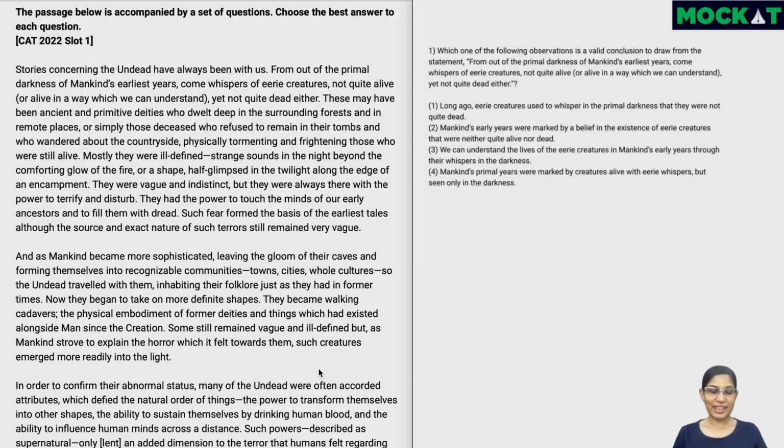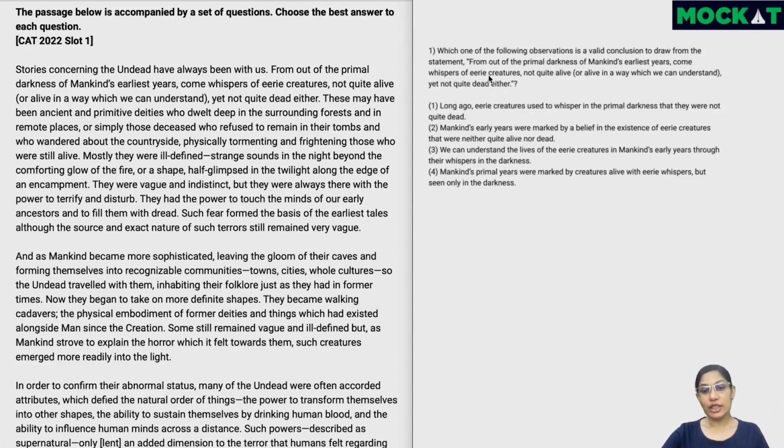This is one of the easier RCs in CAT 2022 in slot 1. As always, let's look at the questions first. Now here we have a statement which is from the passage. We can infer that because of the quotes. And we need to figure out which of these is a valid conclusion to draw from this.